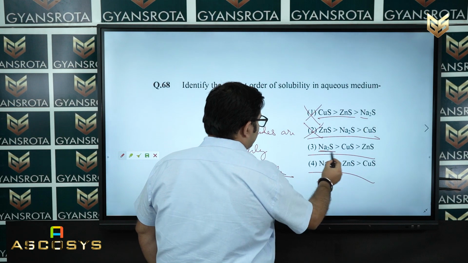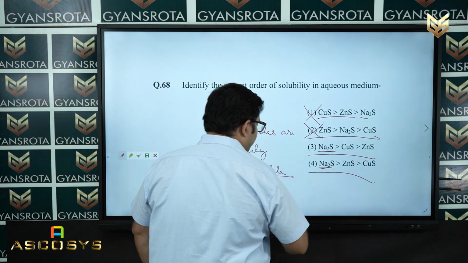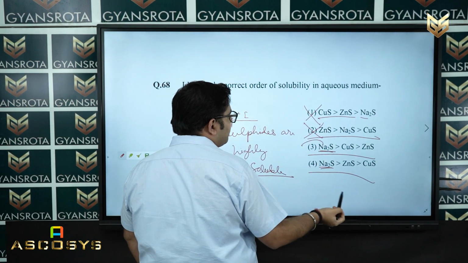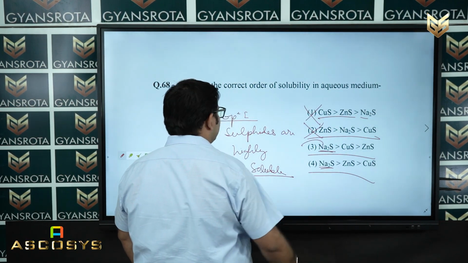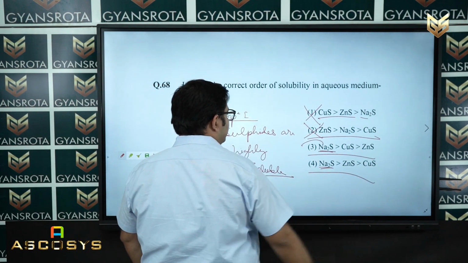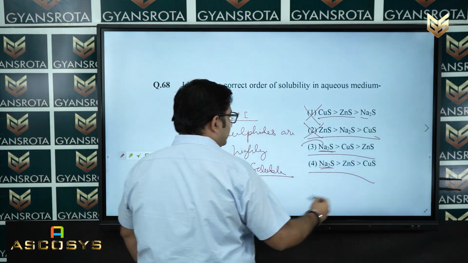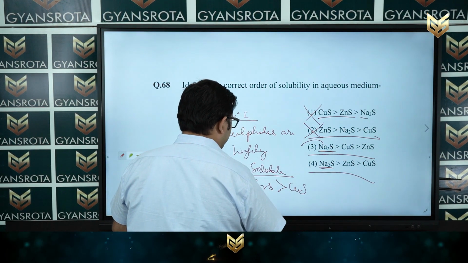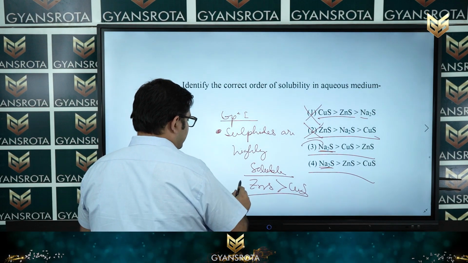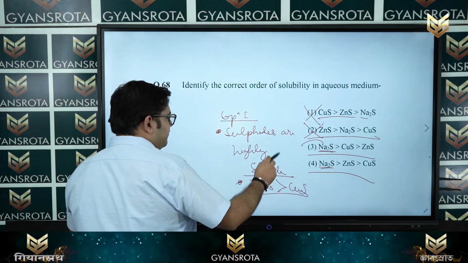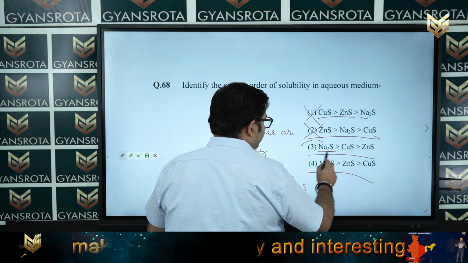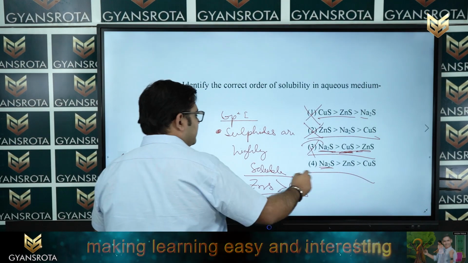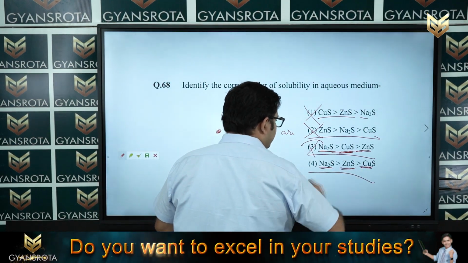Now, we are left with only 2 options, option number 3 and option number 4, where both have group 1 elements, because sodium comes in group 1 sulfide. So, group 1 sulfide is highly soluble. Now, among the D block elements, zinc sulfide and copper sulfide, zinc sulfide solubility will be higher than copper sulfide. That is the first point, and the second point is this one. Now, if you see here, in option number 3 copper sulfide is given first, then zinc sulfide, which is not possible, because zinc sulfide will be more soluble than copper sulfide.